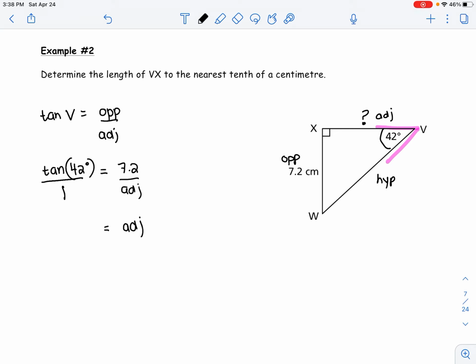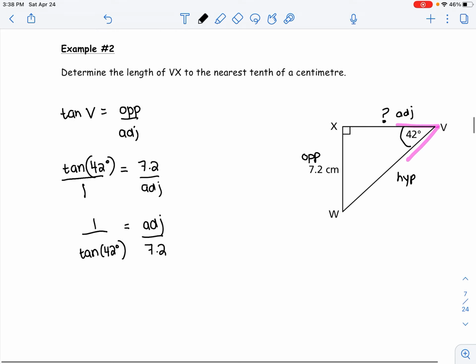That means adjacent is going to come to the top, and 7.2 is going to go to the bottom. What I do on the right, you have to do on the left. So 1 used to be at the bottom; now it's going to go to the top of the fraction, and tan 45 is going to go to the bottom. The reason we do that is because we cannot solve for something in our denominator. By flipping both sides, we now have adjacent at the top.